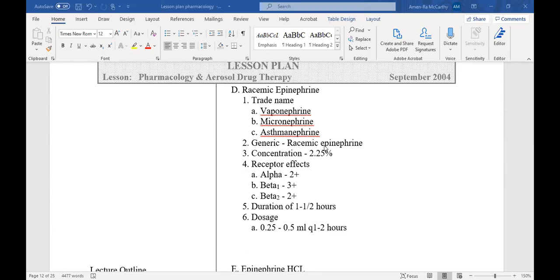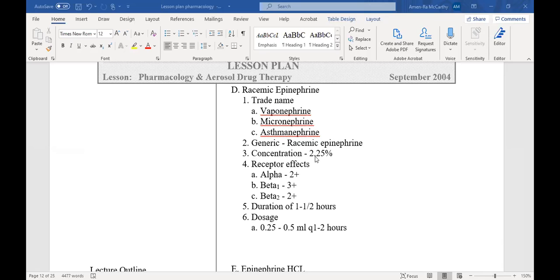Racemic epinephrine. Now, it's got 3 trade names, but they're easy to remember: Vaponephrine, Micronephrine, and Asthmanephrine. If you hear any of those, you know that's racemic epinephrine. Generic name is racemic epinephrine. Trade names: Vaponephrine, Micronephrine, and Asthmanephrine.